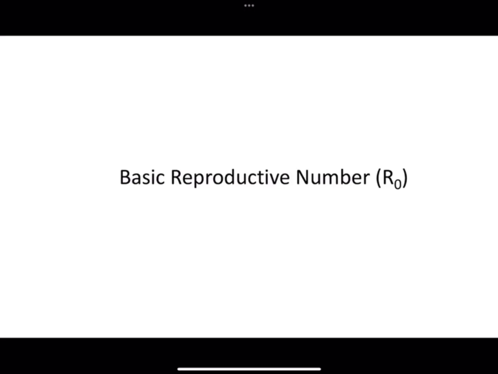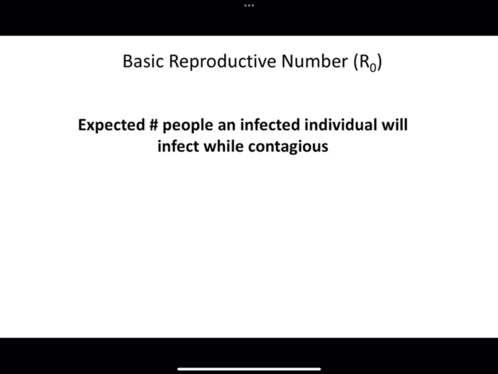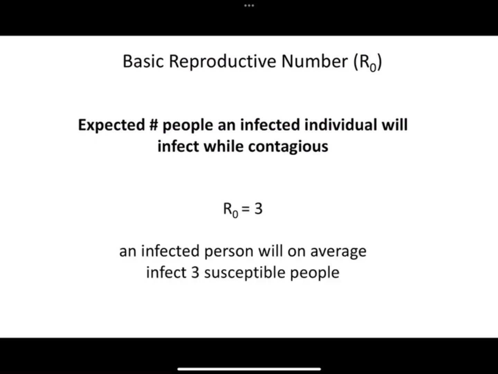In this video, I'm going to talk about the basic reproductive number, or R0. The basic reproductive number is the number of expected secondary cases. That's the number of people that someone who is infected and contagious will go on to infect. Let's say a disease has an R0 of 3. That basically means that for each infected person, they're likely to go on to infect 3 other people.